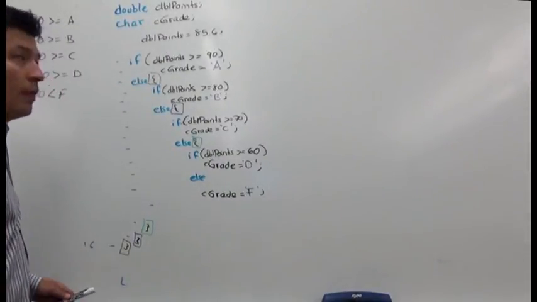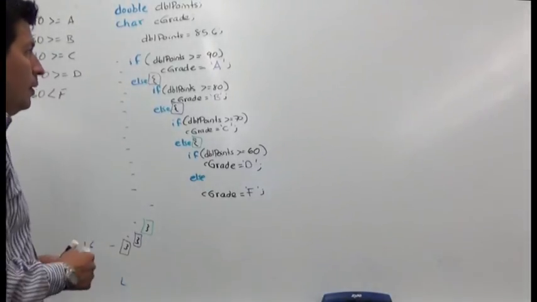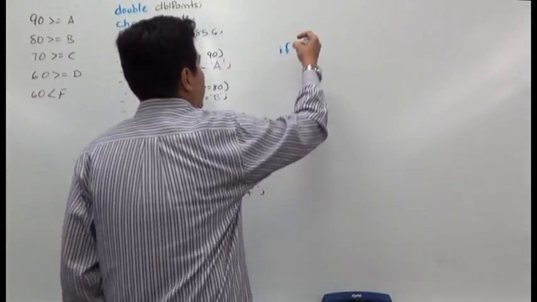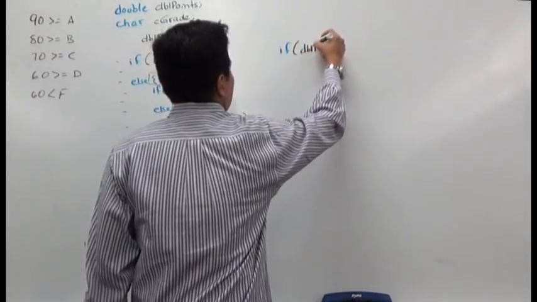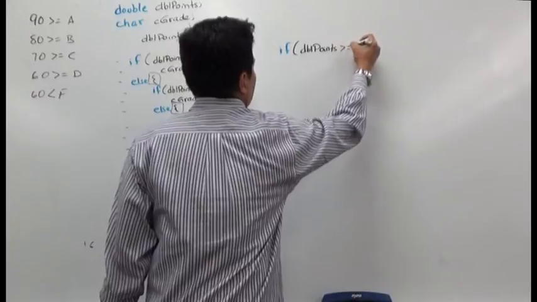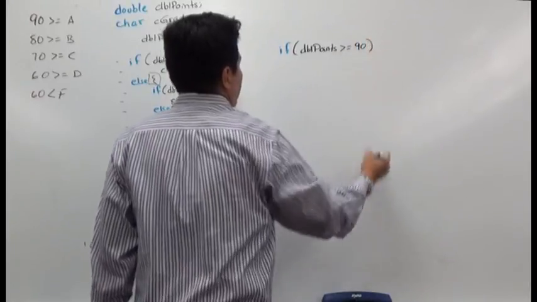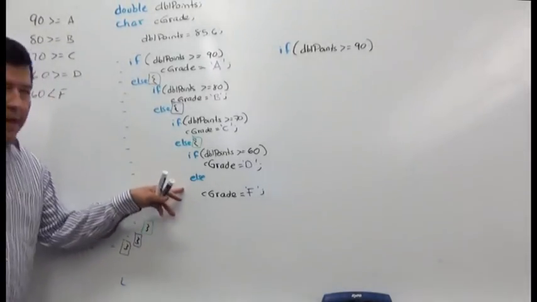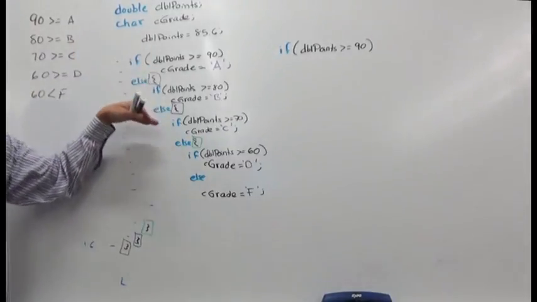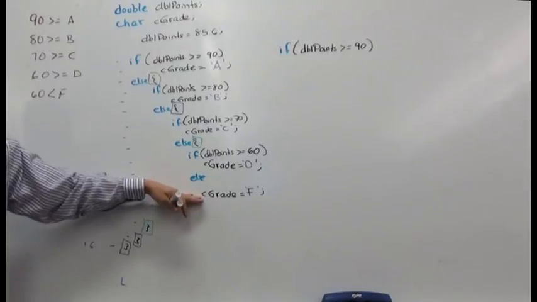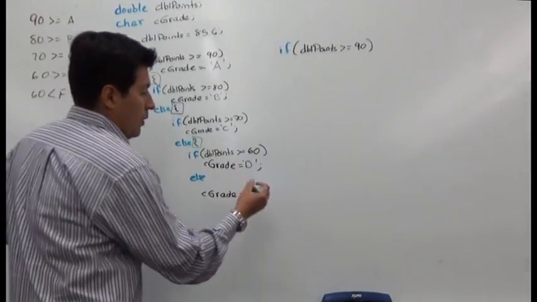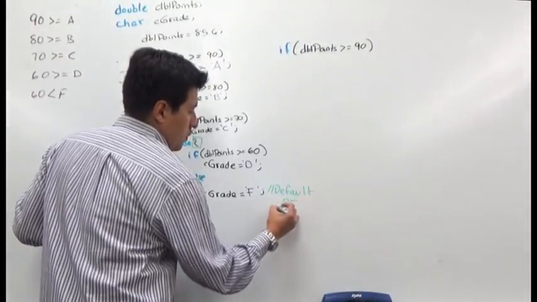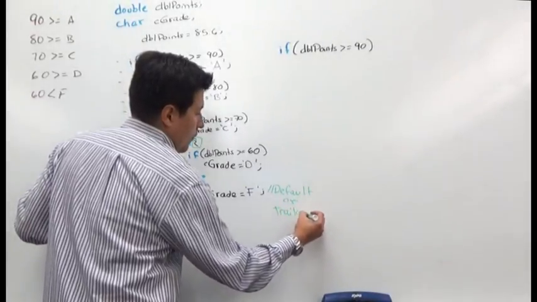So we call it else ifs. Oh, by the way, if everything fails, you get an F, right? That's the last else. So all our if statements fail, and at the end you get an F. So we call this a default or trailing else.